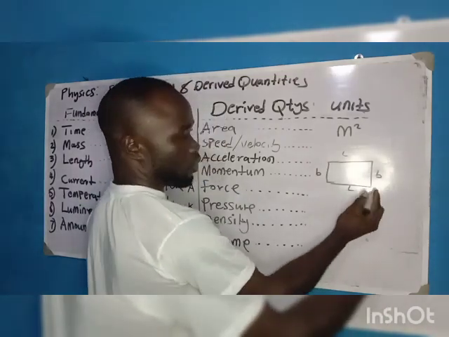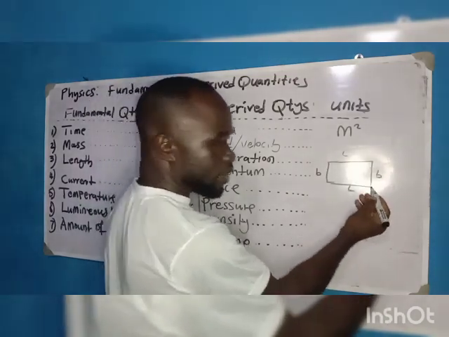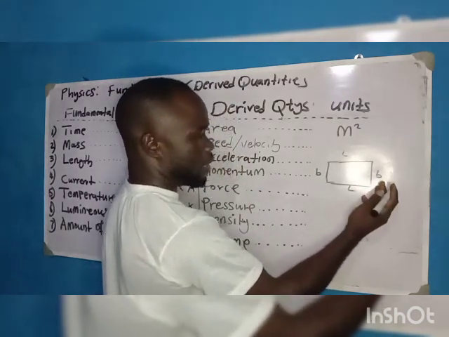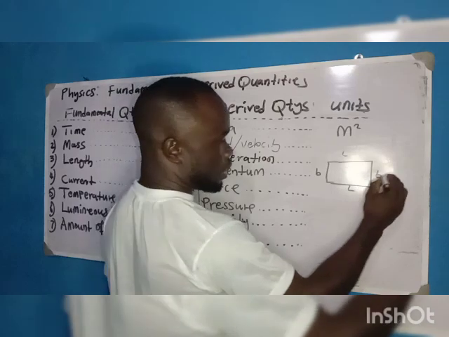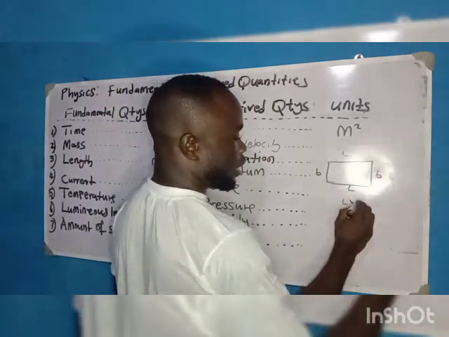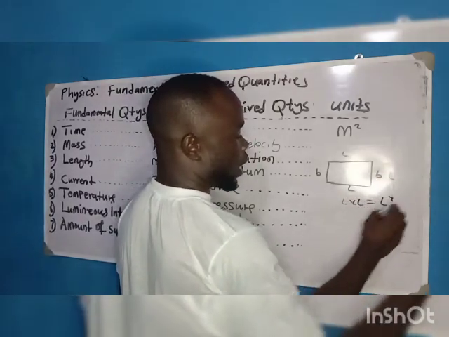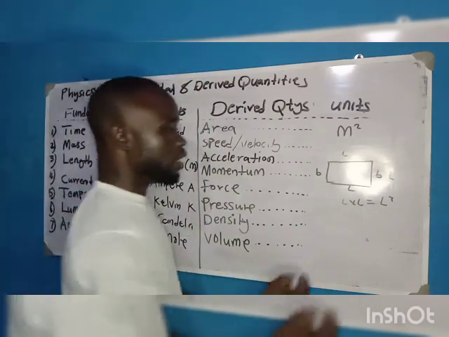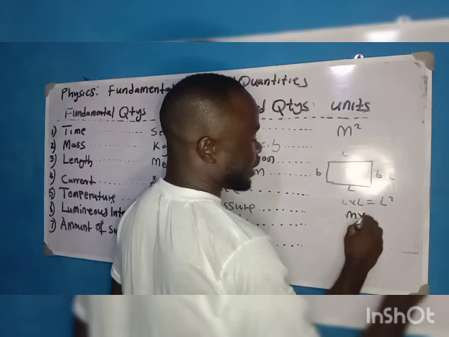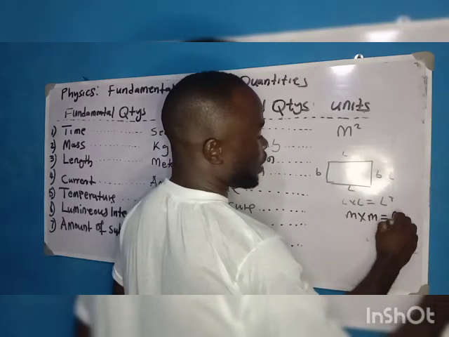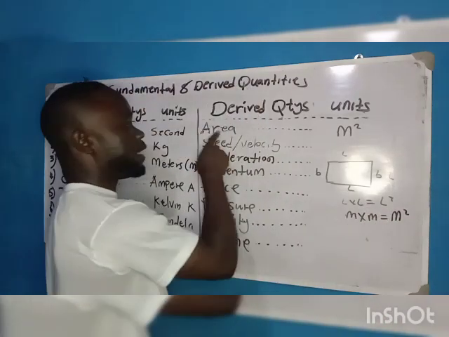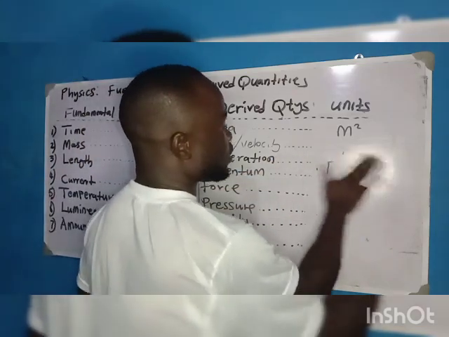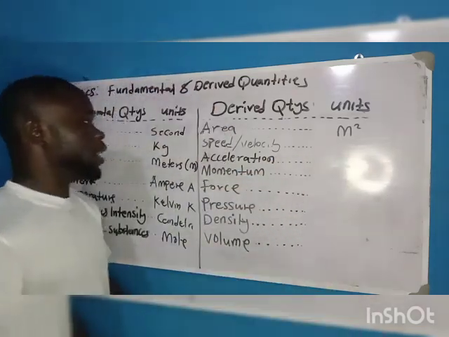But in real sense, this is breadth. But actually, this breadth is length because the distance between two points is length. So that means you can say that this is also length. So if you multiply length and length, it will give you length squared. And the unit of length is what? From our fundamental quantities, length is meter. So we can say meter times meter. This will give us meter squared. So that's the reason why the unit of area is meter squared.